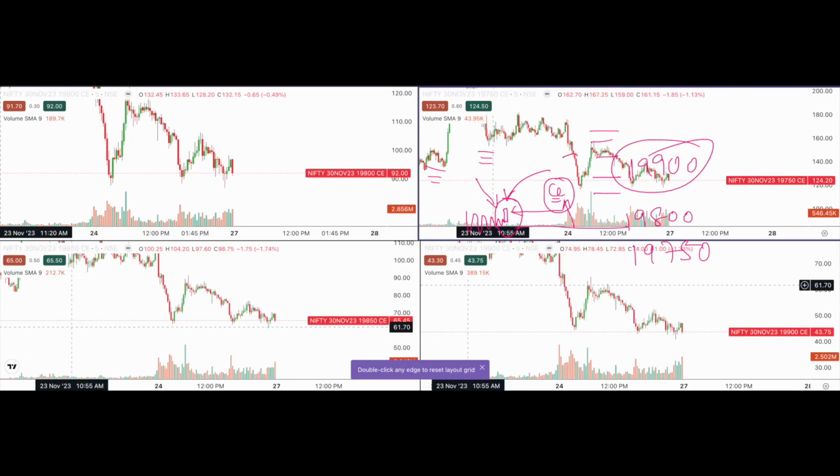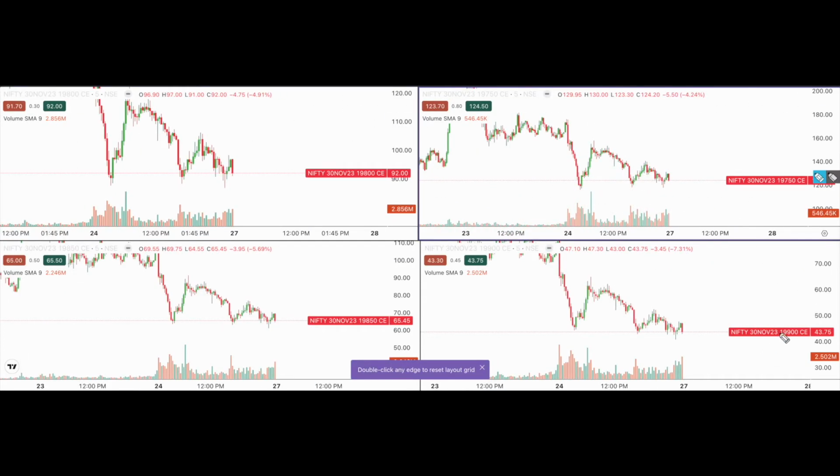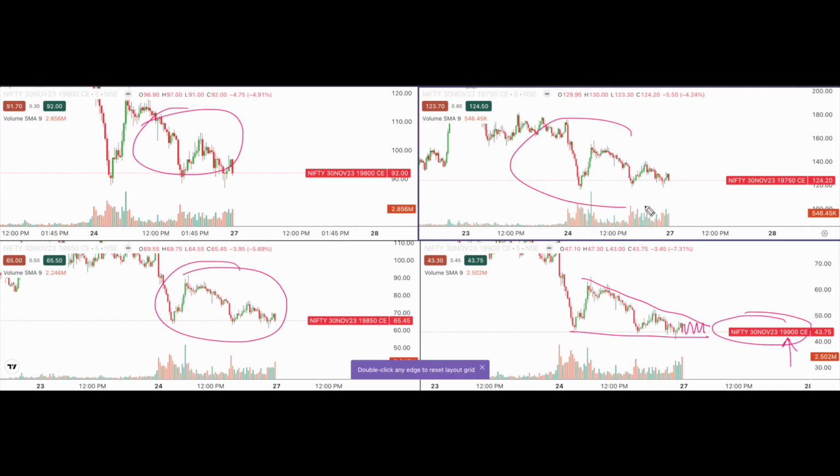Some of them open the premium chart. For example, a person might open the 19,900 strike price, and here he might be looking for a breakout setup. All we need to understand is that for each strike price, the chart pattern will be different. Maybe the 19,750 strike price might have already given a breakout and moved along with Nifty's momentum because it is an in-the-money strike price. But maybe because of time value or other option Greeks reasons, the 19,900 strike price might be just consolidating within a range.